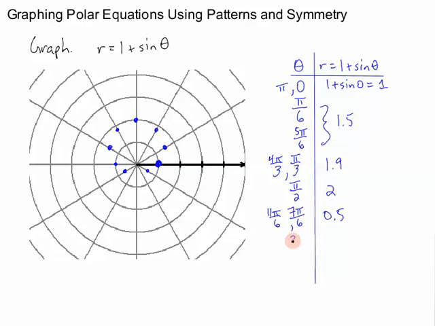At 3 pi over 2, the sine value is negative 1. 1 plus negative 1 is 0. So we come back to this point here. So we get a shape that looks something like this. And all we did here was use some symmetry to graph it.